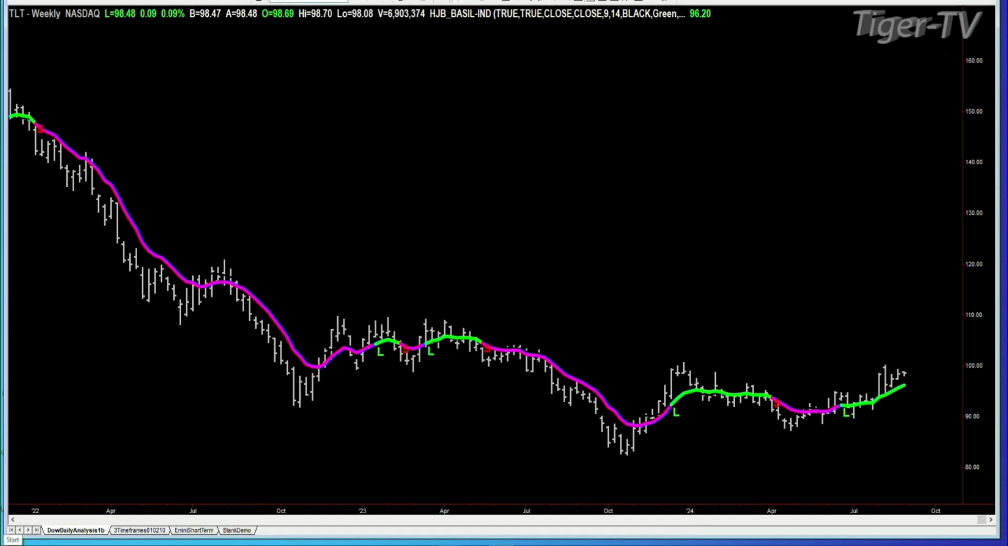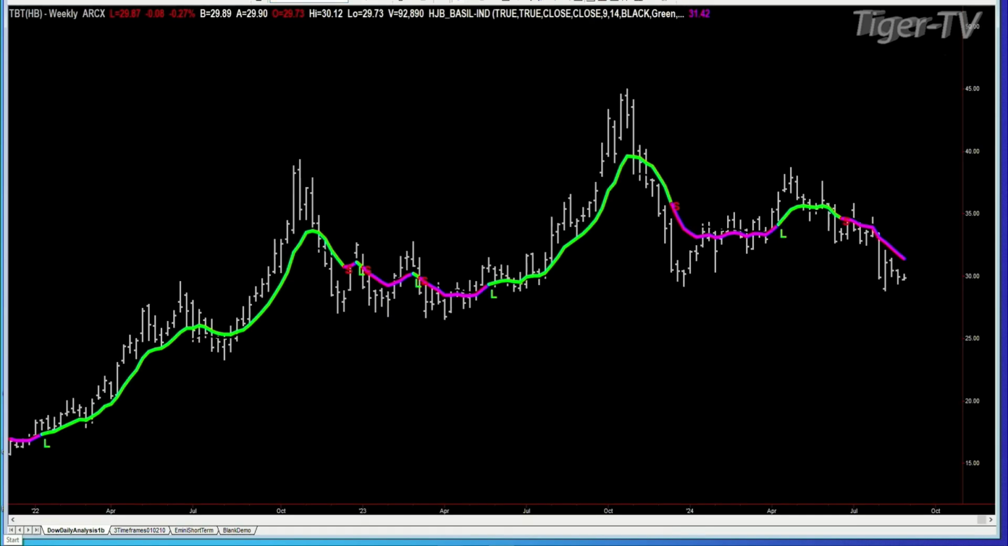Look at the TBT. That's the opposite. Pink, and it's heading down. It looks like it's heading down. But as soon as price goes above the pink 9-period moving average, that's going to be a problem.